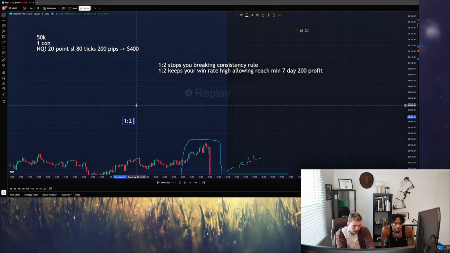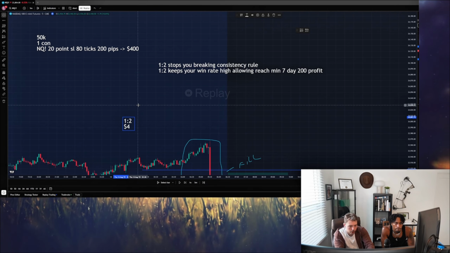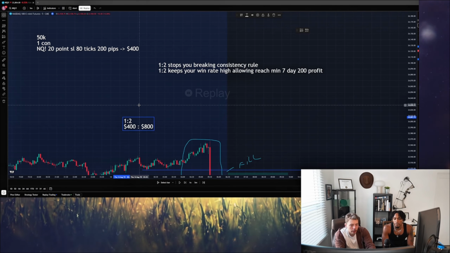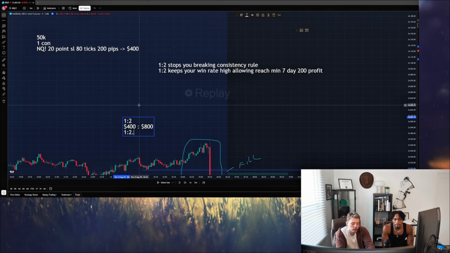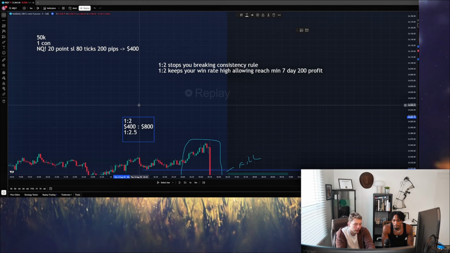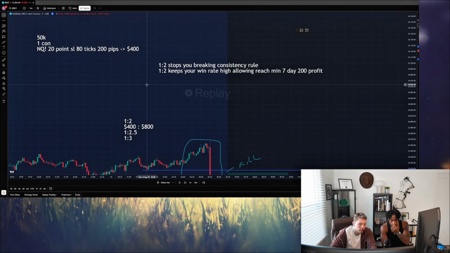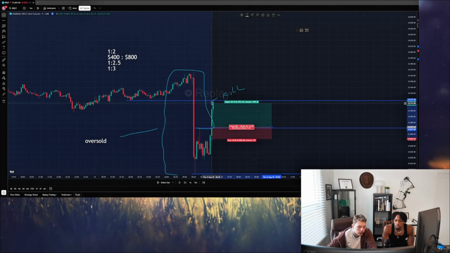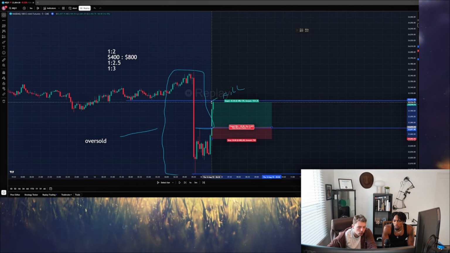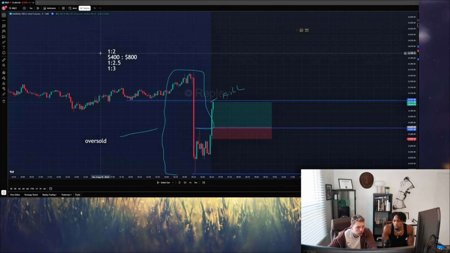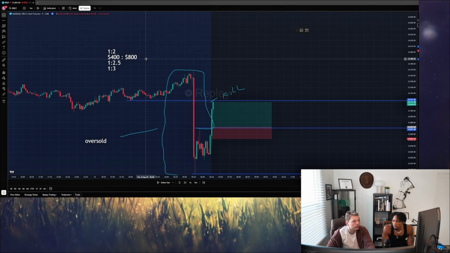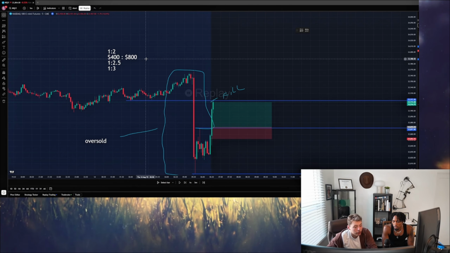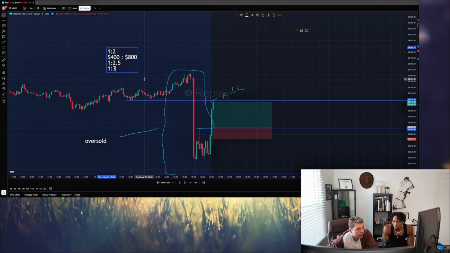A 1 to 2 means basically I'm risking $400 if I'm using one contract to make $800. And often I clear 1 to 2.5s quite a bit and 1 to 3s quite a bit. If you use that break of structure thing that I told you, if it impulsively pushes past a 1 to 2, you close it after it draws down. And you might catch a 1 to 2.1, a 1 to 2.2, a 1 to 2.3, 1 to 2.5, maybe a 1 to 3. Whatever it is, you will add up at the end of the week and the end of the month, and it will help.